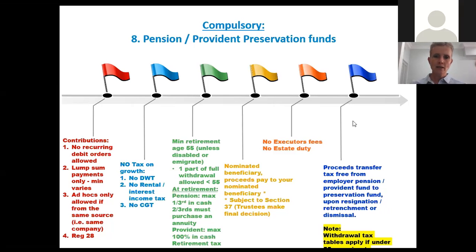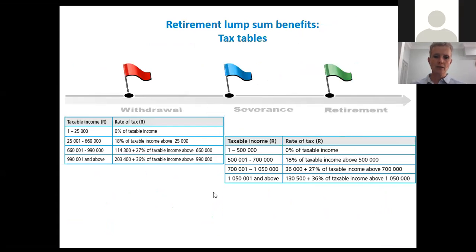So that's the pre-retirement space in a nutshell, and the tax table that would apply to pre-retirement withdrawals would be the one on the left. So up to 25,000 would be zero tax applicable. Then between 25,000 and 660,000, you're going to pay 18%. And then it's a sliding scale up.